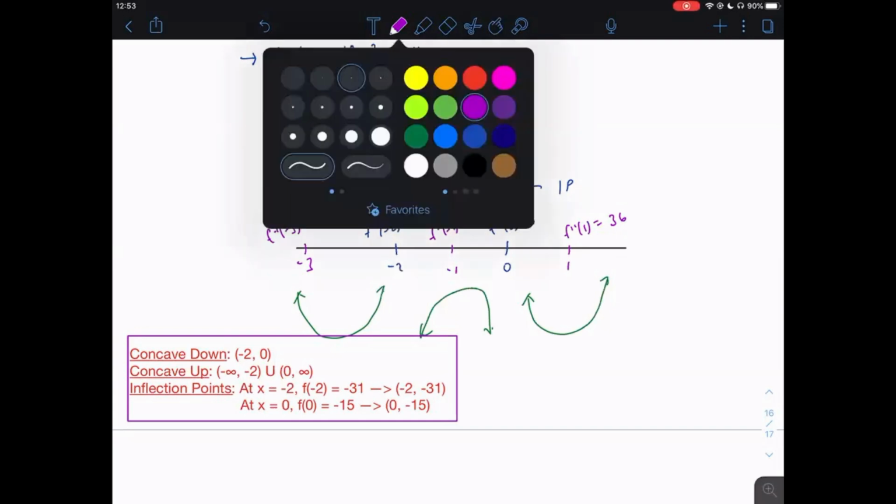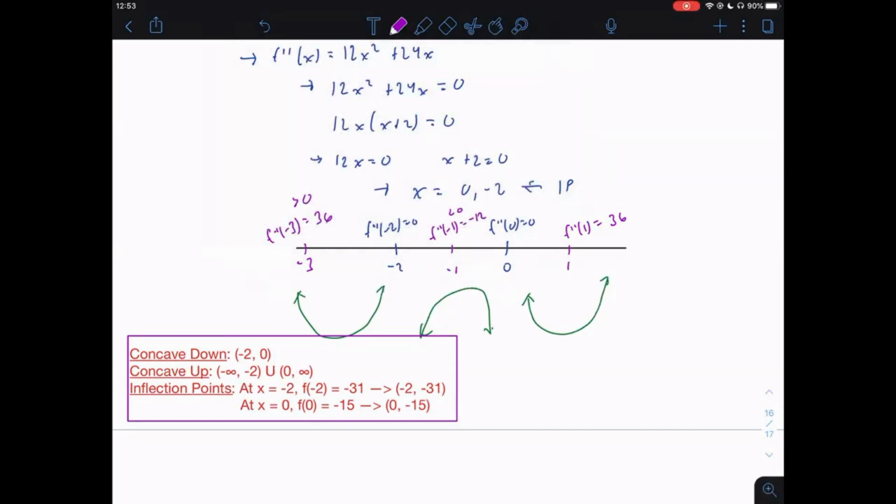Again, when we have a change in concavity, here it went from positive to negative to positive. When there's a change in concavity, then those zeros that we found from the second derivative are inflection points.